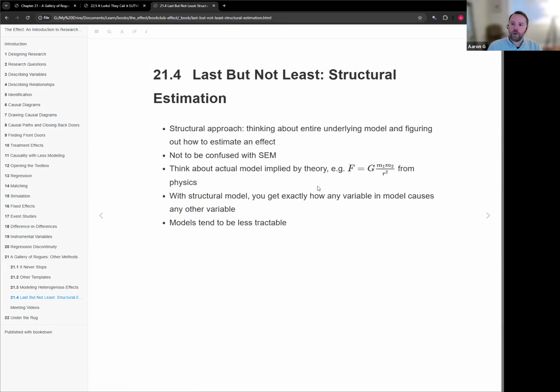All right, so last piece of chapter 21, and Sarah, I'm curious if you're familiar with the structural estimation approach. Apparently, it's like a subset of economics that really goes deep into this. I think I was a little confused. I know it exists, but I've never seen it in action.